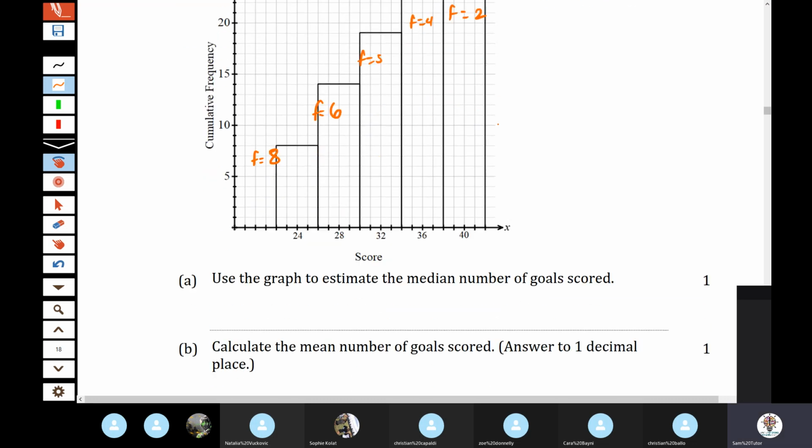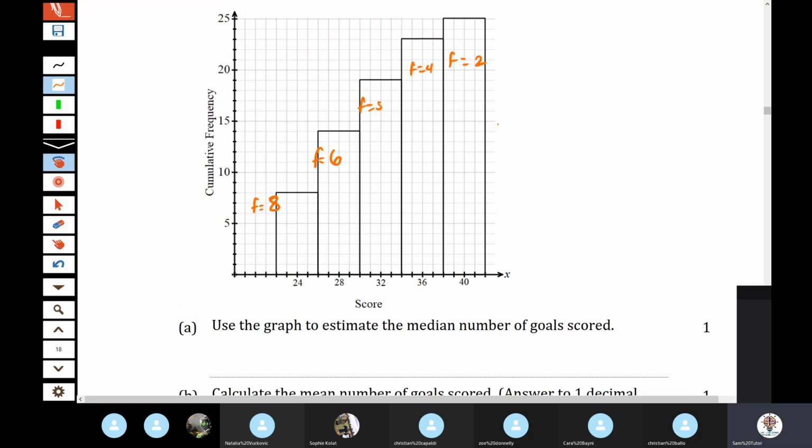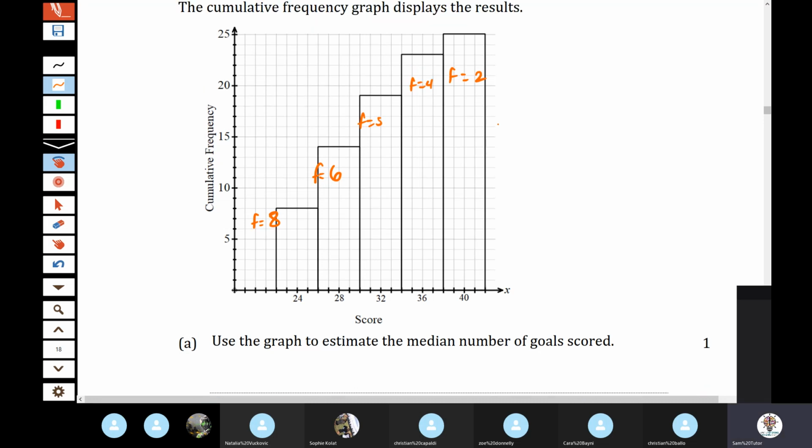All right, the cumulative frequency graph displays the results. Use the graph to estimate the median number of goals scored. What does the word median mean to you? Middle. Now there's a few ways of doing that, but for cumulative frequency, does anyone remember how to do it for this graph? You find the middle of this side. So that's 25. What's halfway of 25? 12 and a half. So 12 and a half is somewhere there. Then you go across. What number do you touch? You touch this particular column. So what's your median? 28.